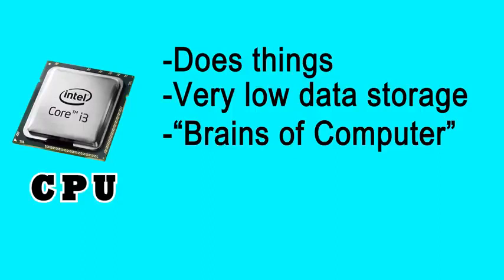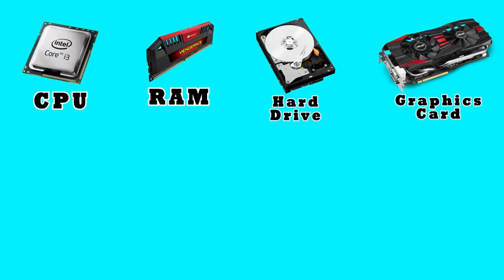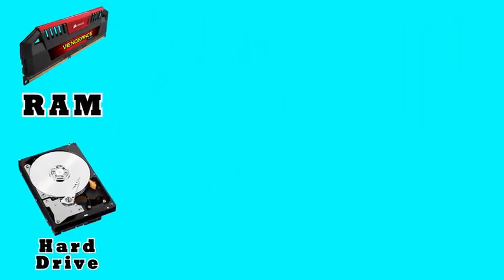I personally don't like this description because really your entire computer is just a brain. It's just the center part of your computer's brain. Basically everything that happens in your computer goes through your CPU at some point. Now let's talk about RAM and hard drive at the same time because they have a very unique relationship, which is probably why people often confuse the two.